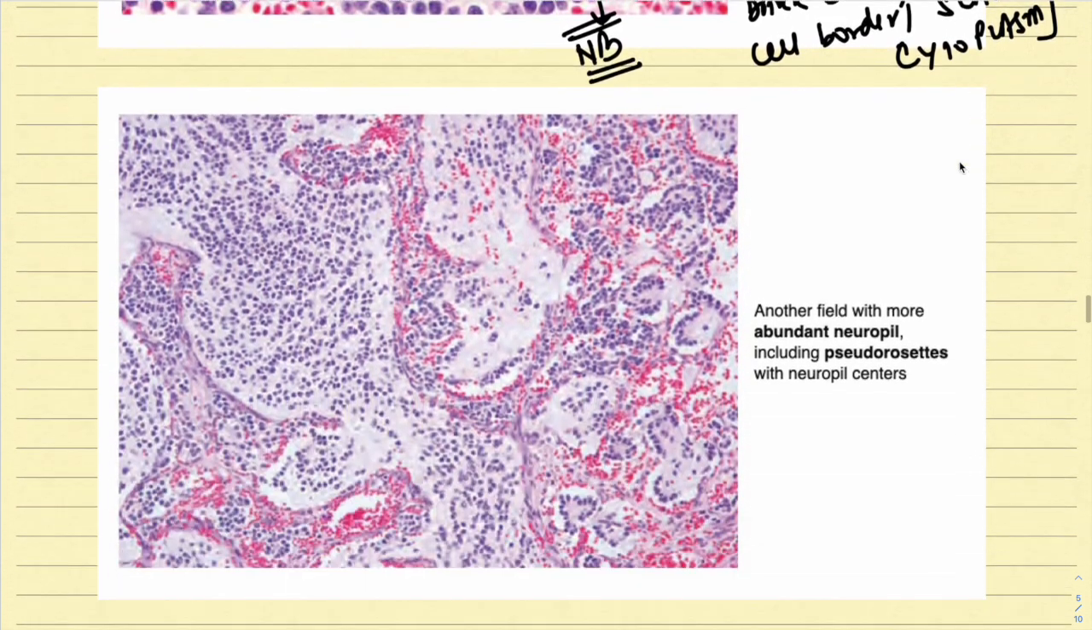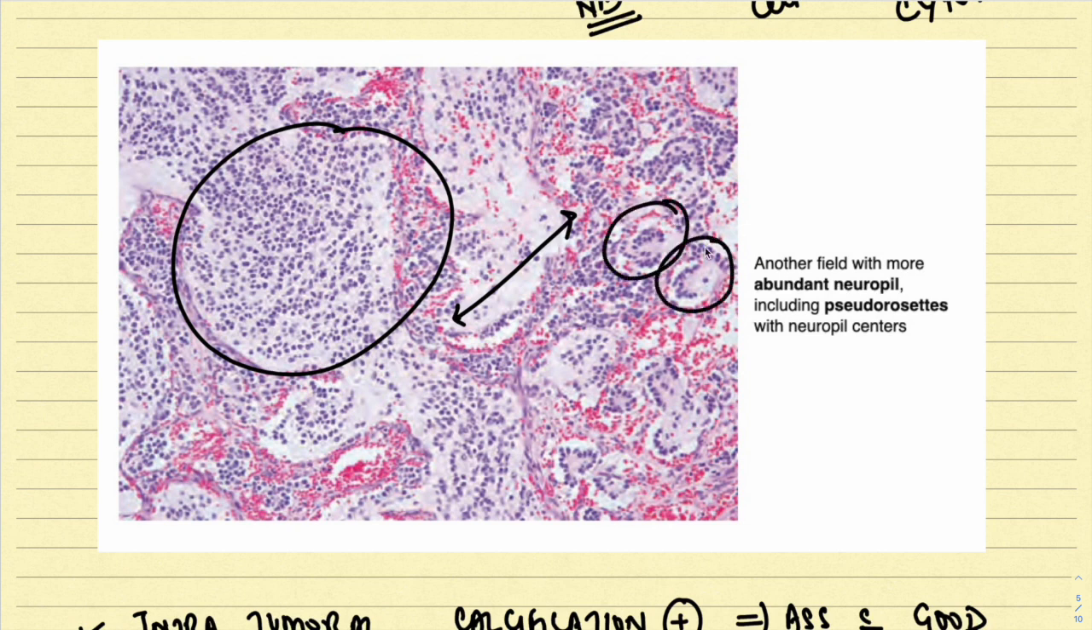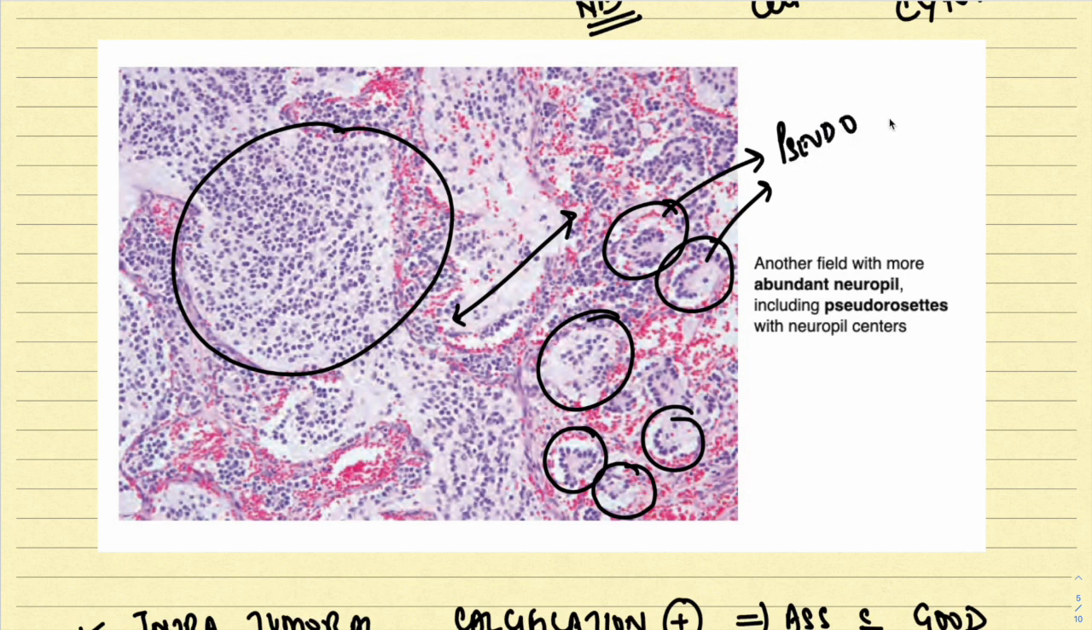If you look at this other diagram, we can see all the features that we have already appreciated above. We can see an abundant amount of neuropil, we can see the solid sheets of neuroblasts, and we can see certain structures over here. What are these structures? Can anyone of you tell or guess? Yes, these structures are the pseudorosettes.